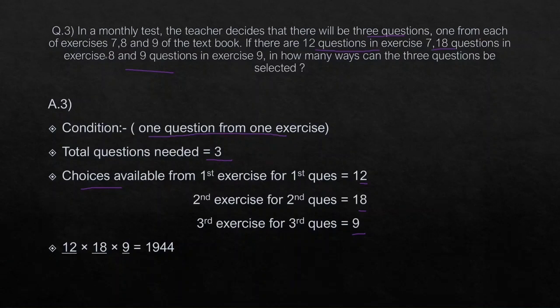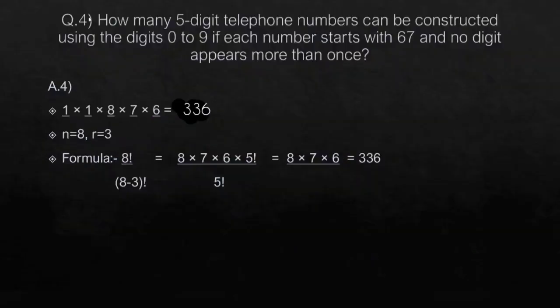The number of exercises, the name of the exercise, that is exercises 7, 8 and 9, is irrelevant here. We do not have to focus on it. We just have to focus on the number of questions that we need to choose and the number of questions that are available. So for the first question we have 12 choices. For the second question we have 18 choices, that is the questions from the second exercise. And for the third question we have 9 choices. Therefore we have the answer, that is 1944.